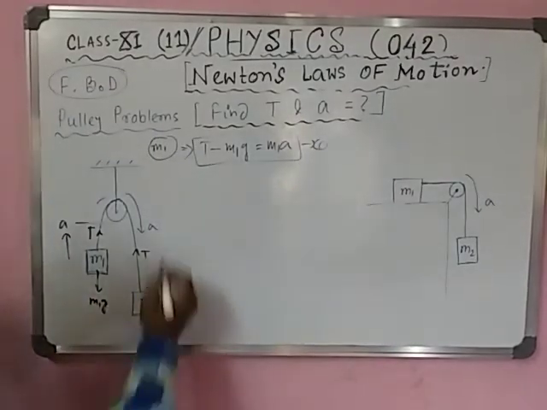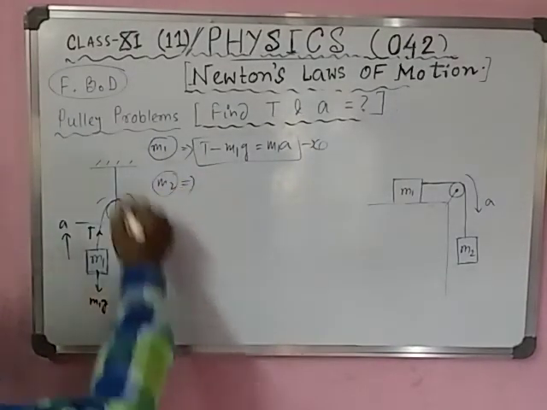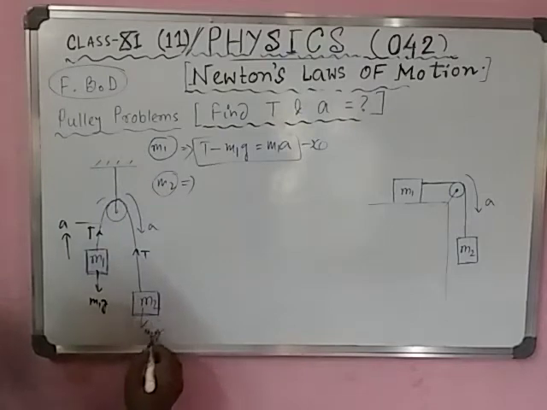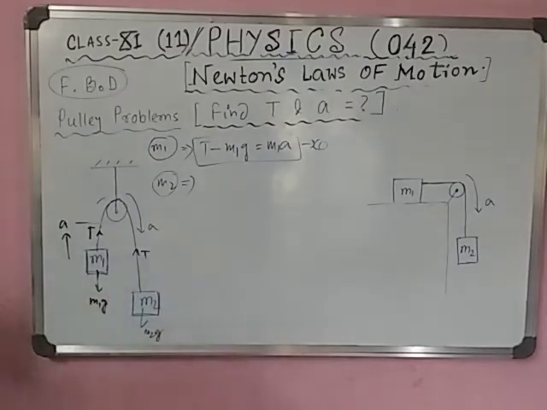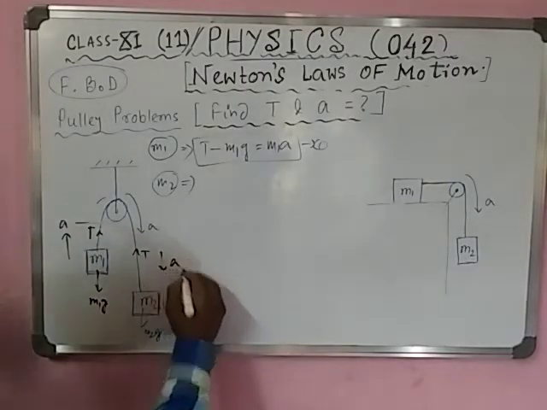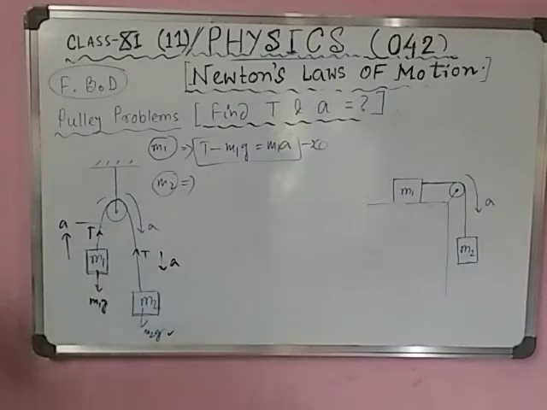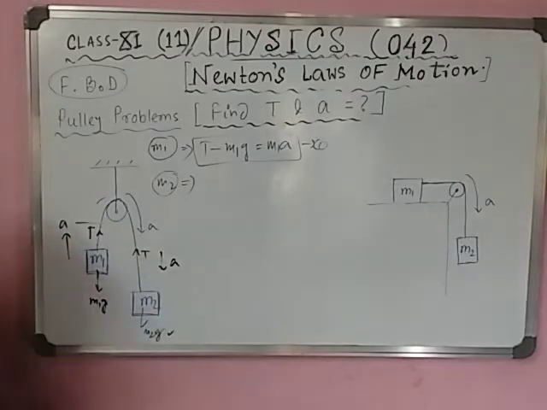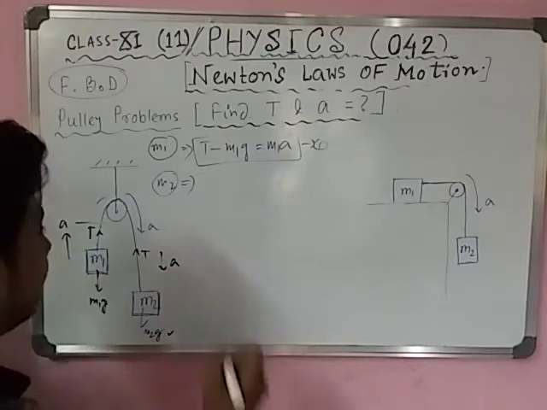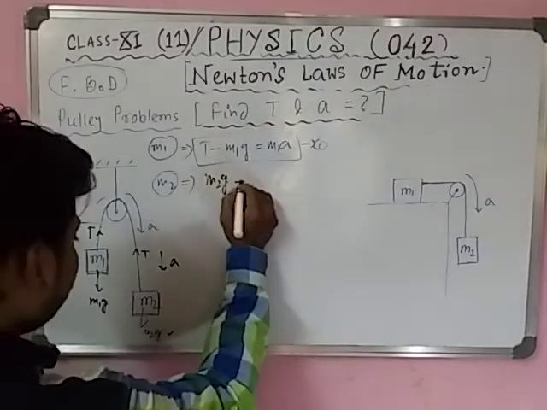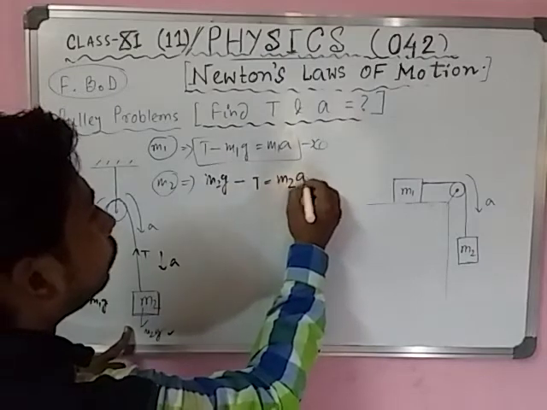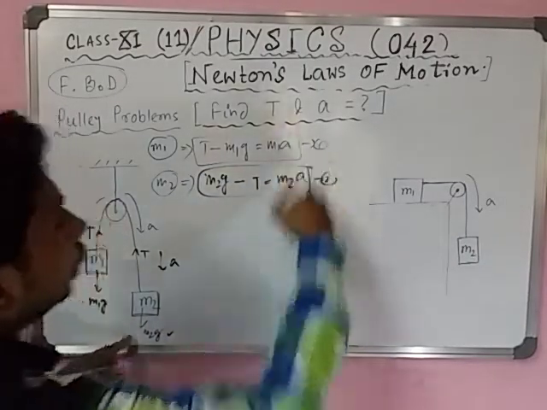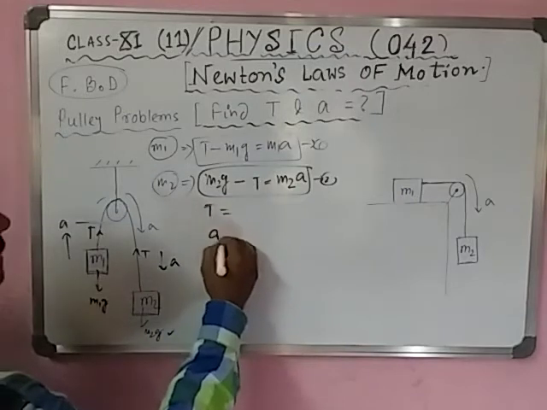And in the second equation we take m2. For m2, tension upward, m2g downward. Now you tell me which one is greater, m2g or tension? See, acceleration is downward, so m2g is greater than the tension. So you can write m2g minus tension equal to m2a, because m2g is downward and acceleration is also downward. So in the second equation, m2g minus T is equal to m2a. These are the two equations. If you solve these two equations, you will get T and acceleration A.